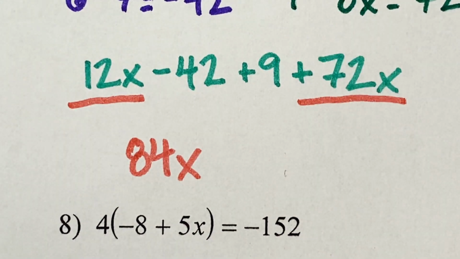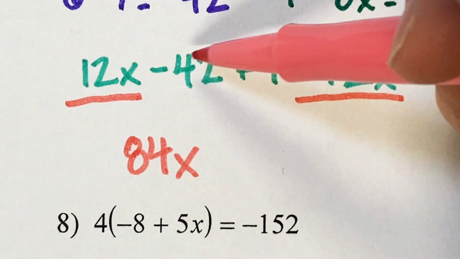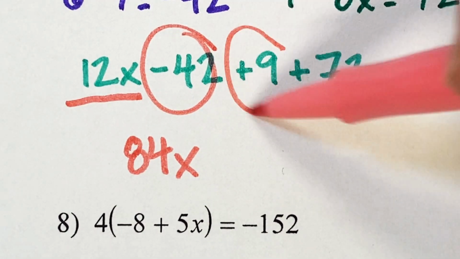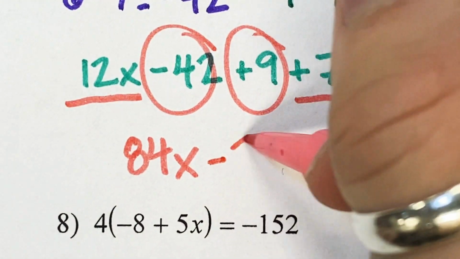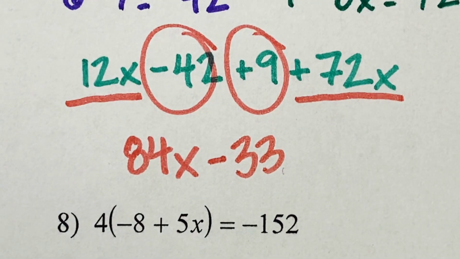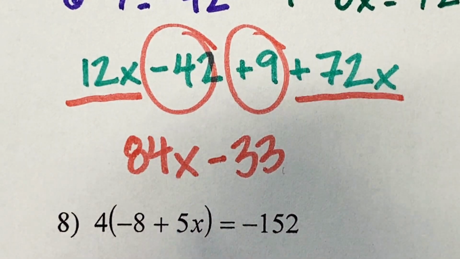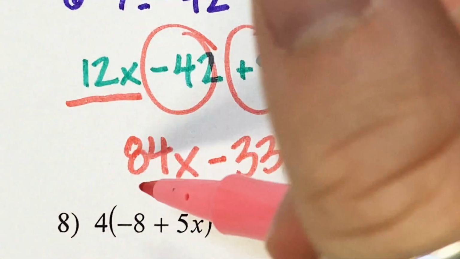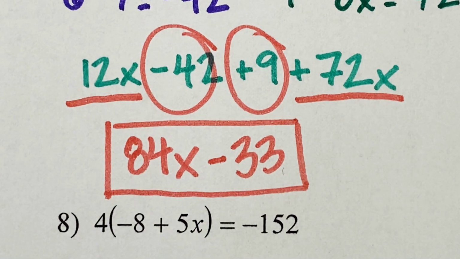Okay, and now what are my other two terms that I can combine? Negative 42, positive 9. Okay, so I get negative 42. I'm going to add 9. I'm going to end at negative 33. Okay, are these guys like terms? Can we combine it anymore? Nope. So that is our simplified expression.